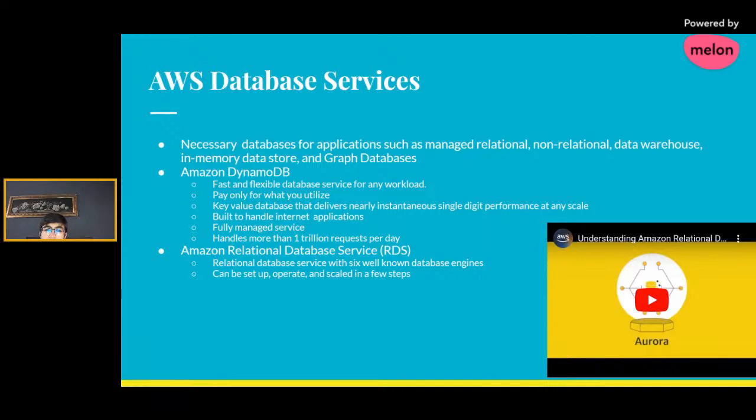requests per day. Amazon Relational Database Service, or RDS, is a relational database service with 6 well-known database engines and can be set up, operated, and scaled in a few short, simple steps. And here is a video about that.